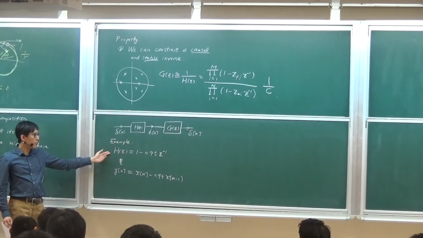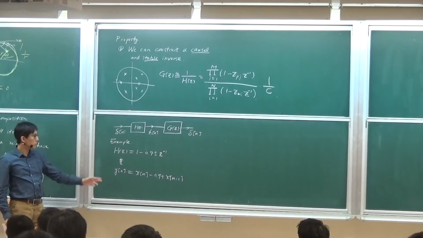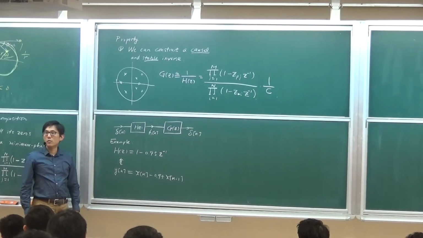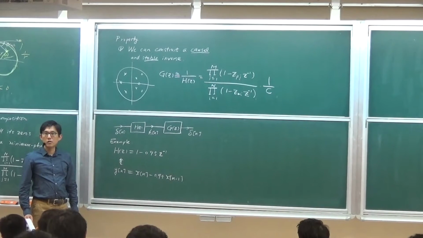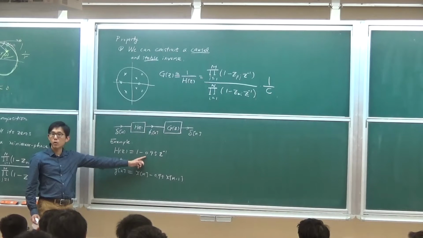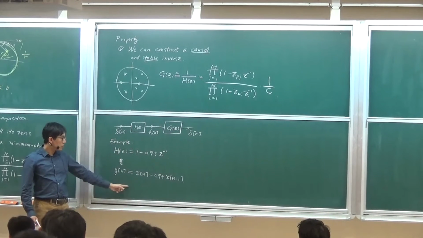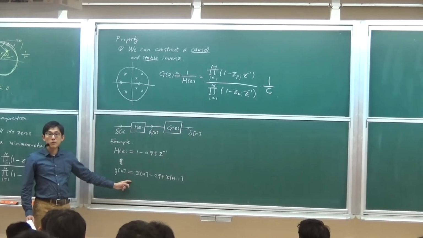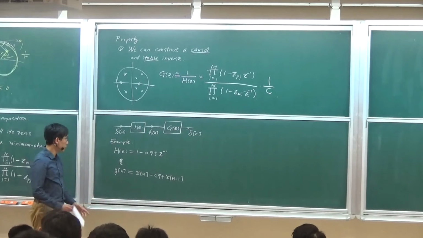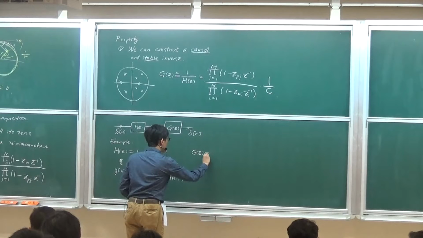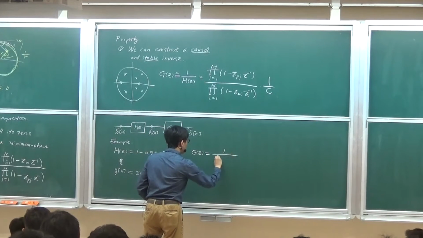Okay? And where's the zero? This system, because this is a first order polynomial, where is the zero? The zero is located at 0.95, right? And which is inside the unit circle. So we know that by definition, this system is a minimum phase system. It is indeed a minimum phase system. And its inverse, G of Z, is going to be 1 divided by H of Z.